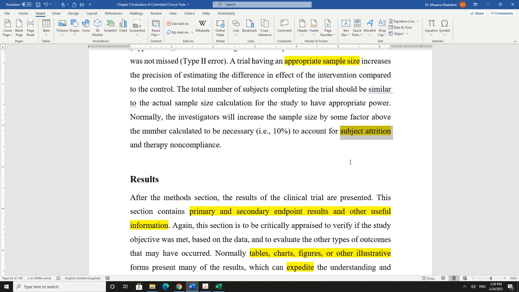So for example, let's say you want to do a questionnaire. You decided that you need to distribute your questionnaire to 400 subjects to answer it, because the 400 subjects will give you at least, say, 80% study power. So are you going really to distribute only 400?